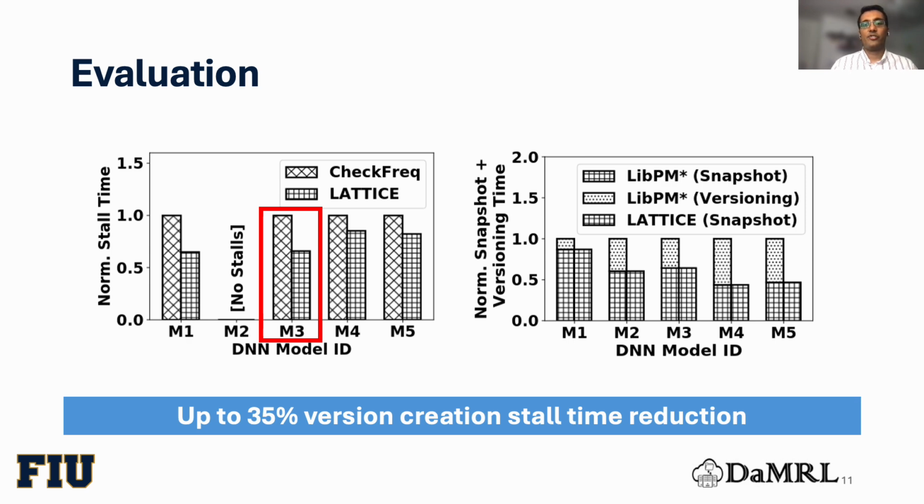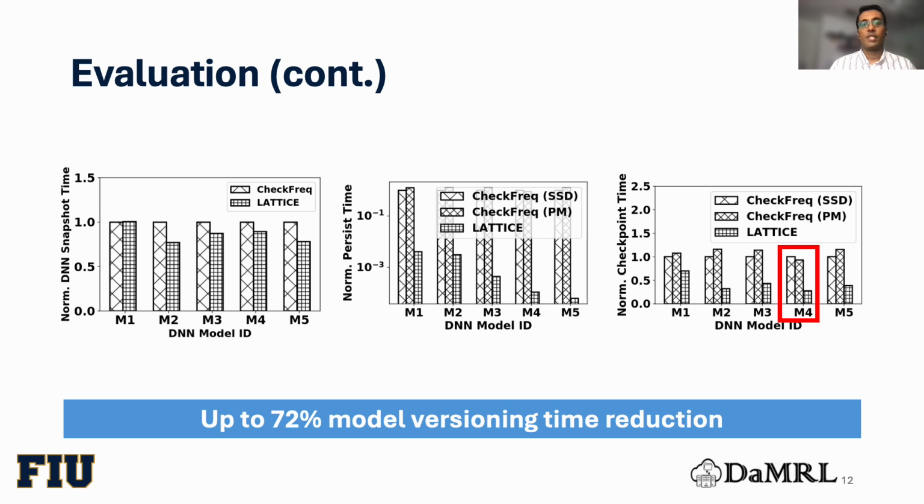Next, we look at the benefits of version creation workflow reorganization, which you can see on the right plot. The reorganized version creation workflow of Lattice also reduces overall snapshot delay compared to libpm, as you can see on the right. And it is lower the better on the y-axis, similar to the left figure.